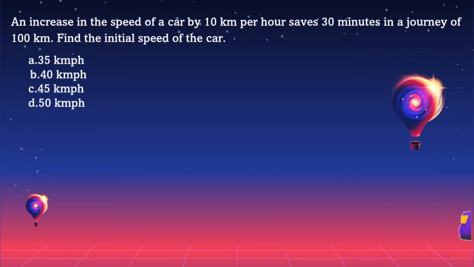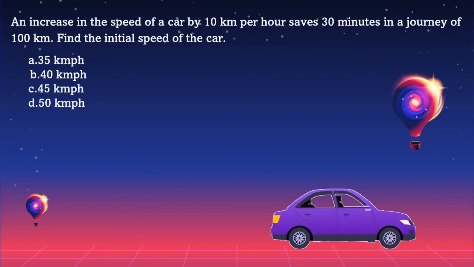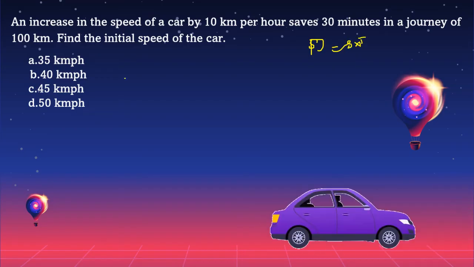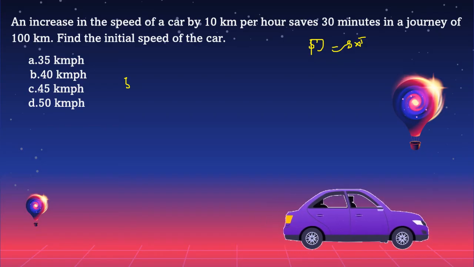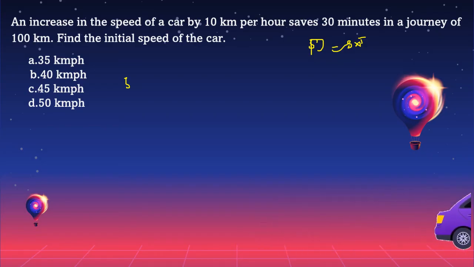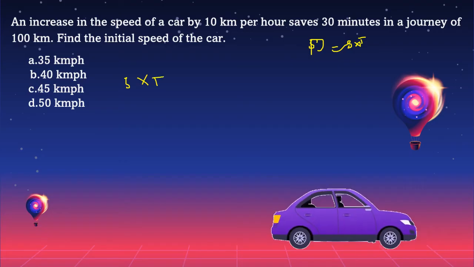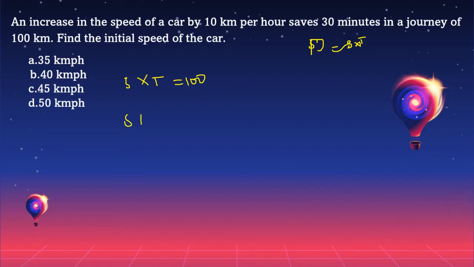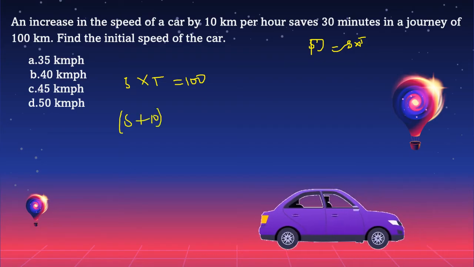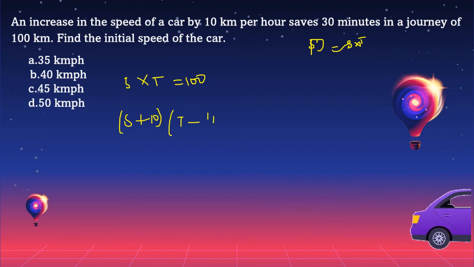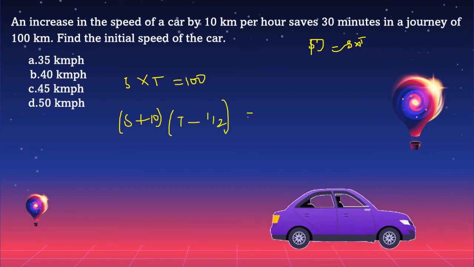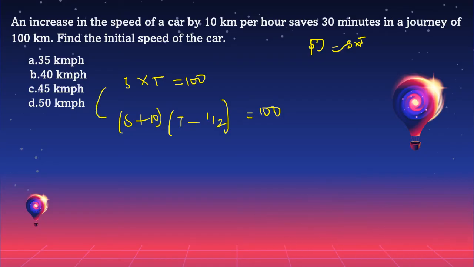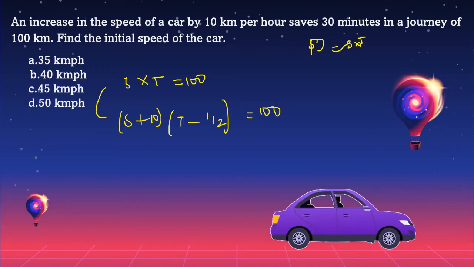Now what happens? I know distance will be equal to speed into time. So let us take some speed s of the car, into time t, which is just going to be 100. And if I increase the speed, s plus 10 into time decreases by 30 minutes. So t minus 30 minutes, which is half an hour, t minus half, is equal to 100. So what you can do is relate these two equations, bring a quadratic equation and solve, which is again a typical conventional method and a time consuming process.